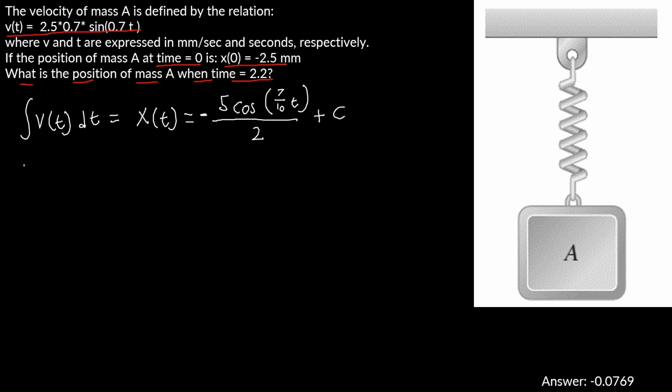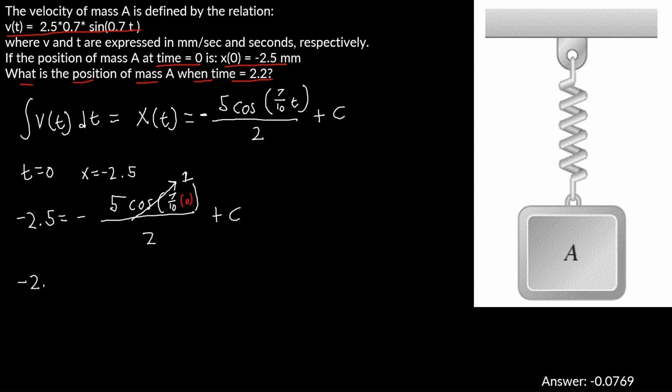We want to find the value of c, so we'll use our initial conditions given. When time equals 0, the position is negative 2.5 millimeters. So we'll plug those values in to find our value for c. When we evaluate, cosine of 0 is 1, so then it's negative 5 over 2 times 1, which is negative 5 over 2. Negative 5 over 2 can be expressed as a decimal as negative 2.5. That way it's easier to see that when we add 2.5 to the other side, our c value is 0.